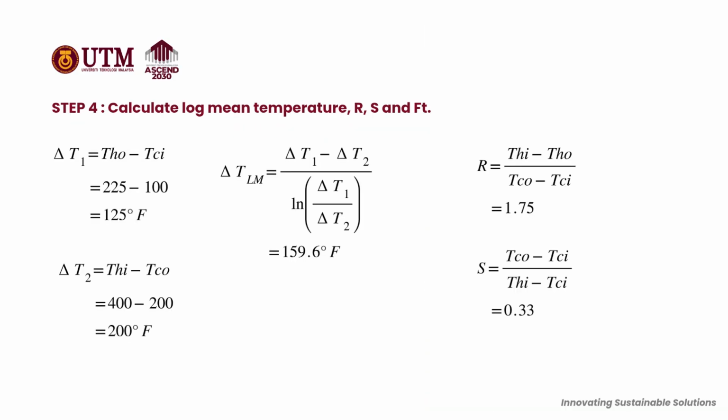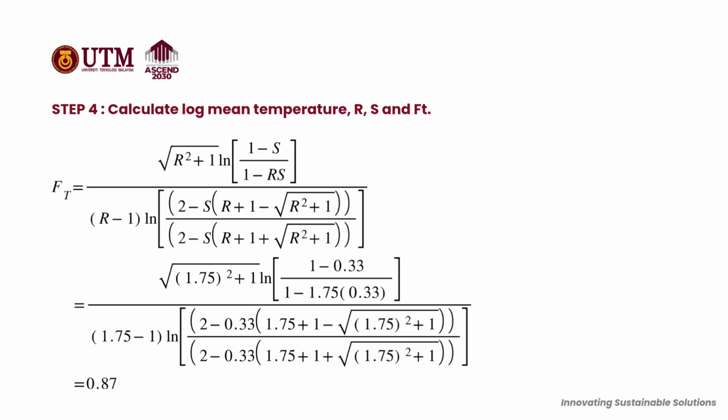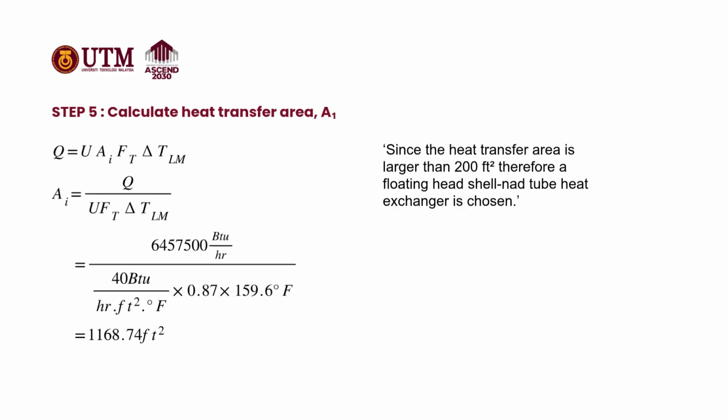Step 4. Calculate log mean temperature difference and FT. So the R is 1.75, S is 0.33. Continuing for the FT calculation, FT equals 0.87. Next step, calculate heat transfer area A1. First, we calculate Q and then A1 equals Q over U FT delta T LM, which equals 1168.74 feet squared. Since the heat transfer area is larger than 200 feet squared, a floating head shell and tube heat exchanger is chosen.